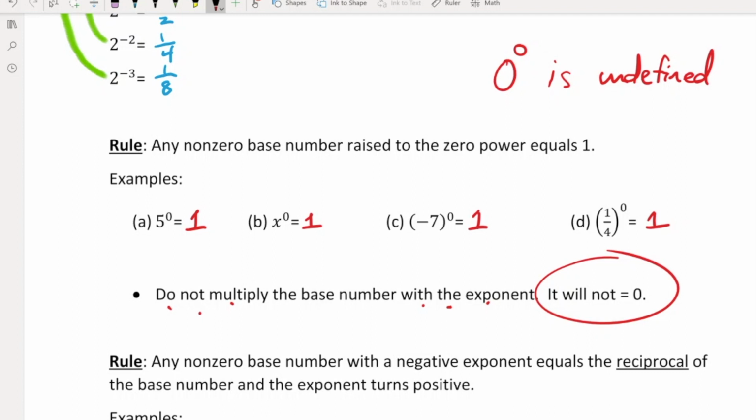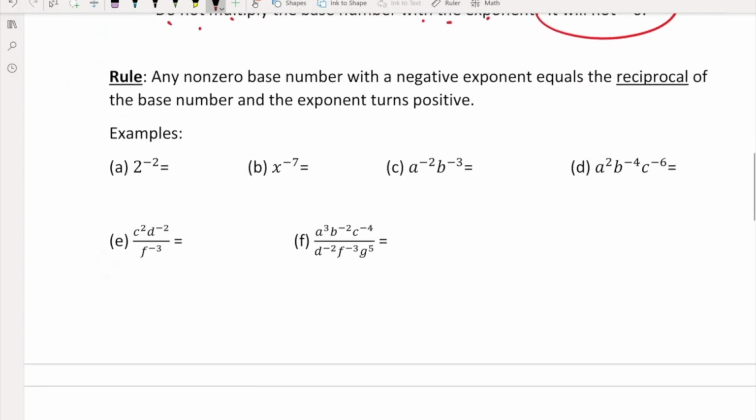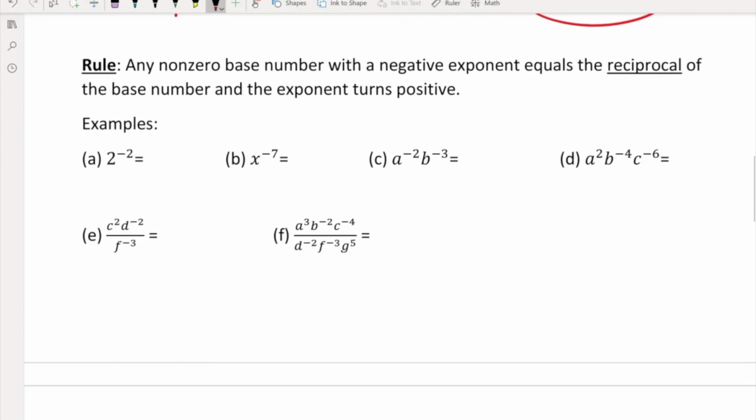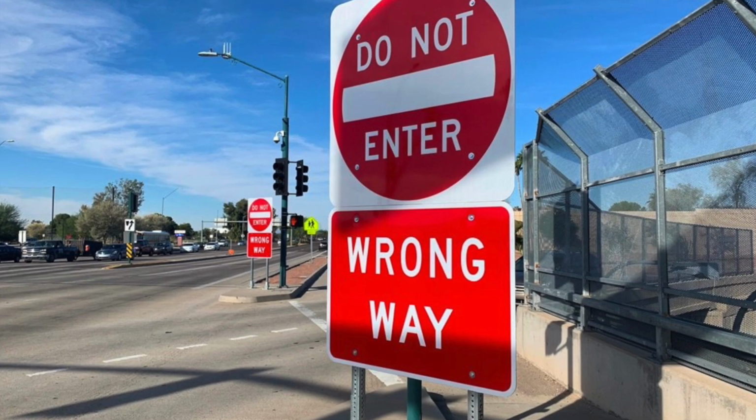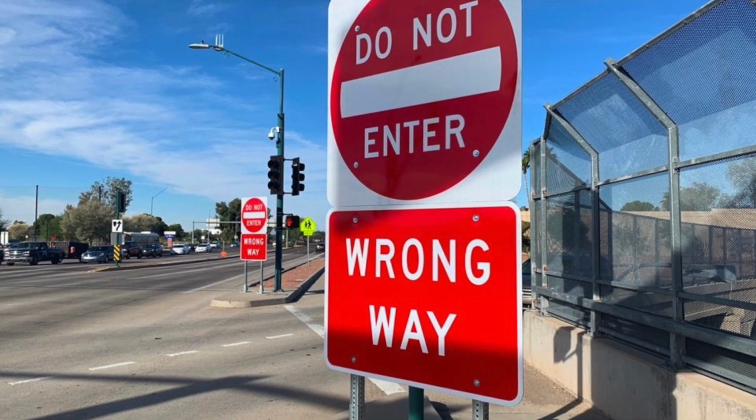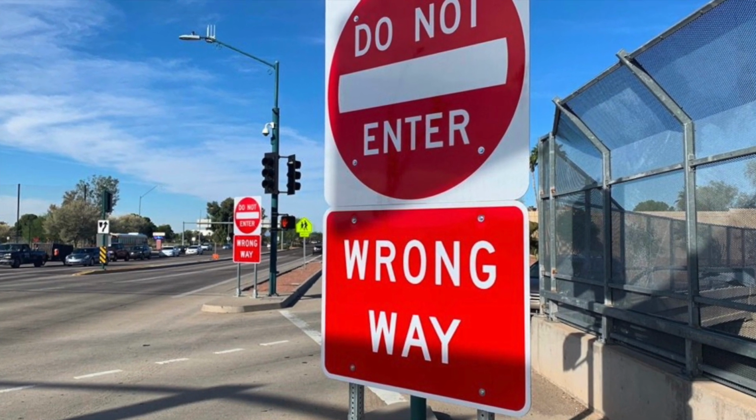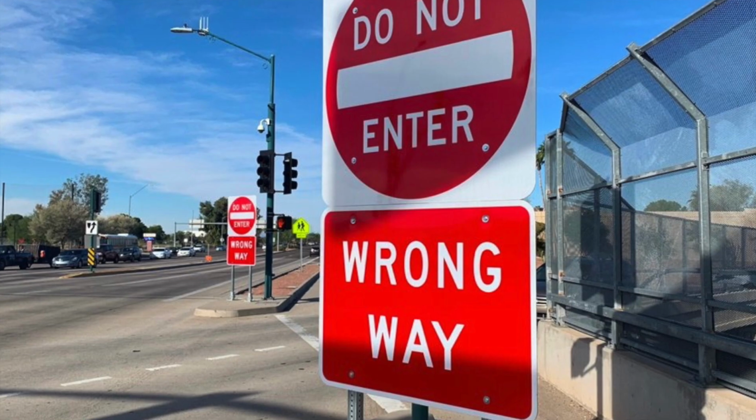The next rule we learned was that any non-zero base number with a negative exponent equals the reciprocal of the base number, and the exponent turns positive. When you cross to the other side of the fraction, the exponent turns the opposite as well. So 2 to the negative 2, if I do the reciprocal, I get to write the exponent as positive. Here's what I like to imagine. If you see a negative exponent, it means that expression is on the wrong side of the fraction.